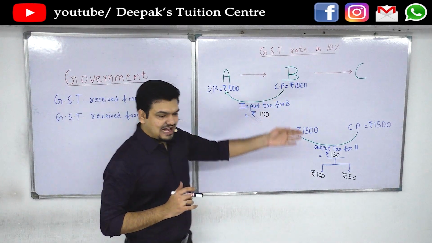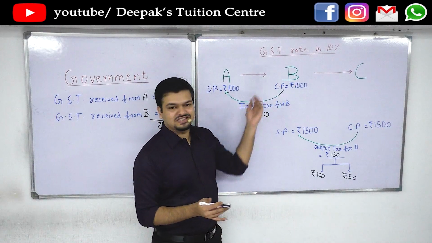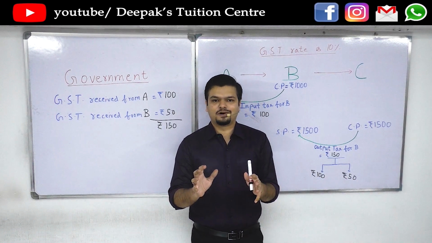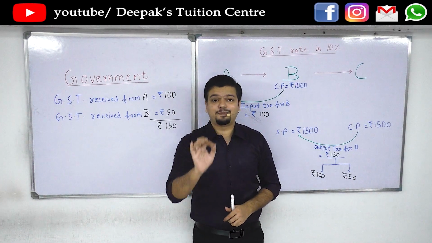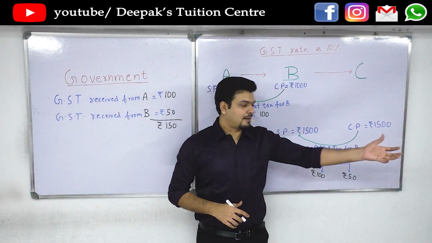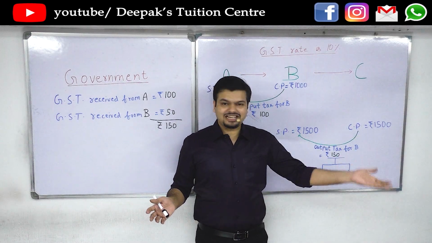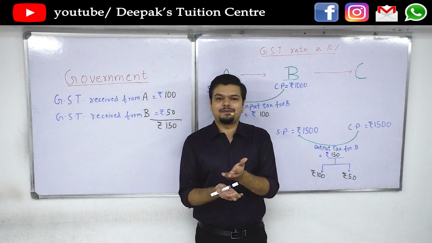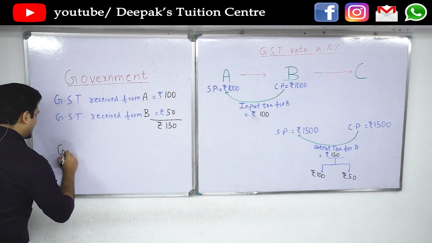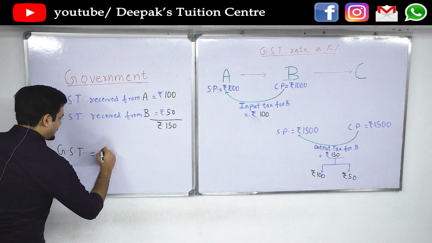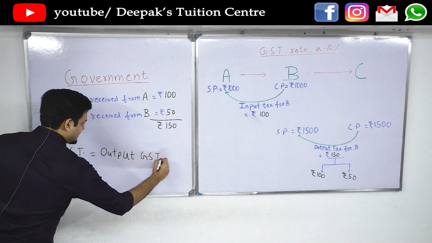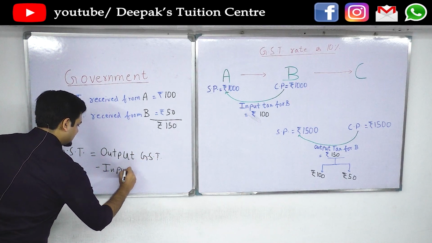Now, if I have to ask who is the main person here, obviously B, because he was in the middle, he paid input tax, he paid output tax. So the main question would be, what amount of tax did B pay to the government? Because he paid some part to A and he collected some part from C. If the collection is more than the payment, he will pay the remaining amount to the government. So therefore, GST paid at any time will always be equal to output tax, that is output GST, minus input GST.